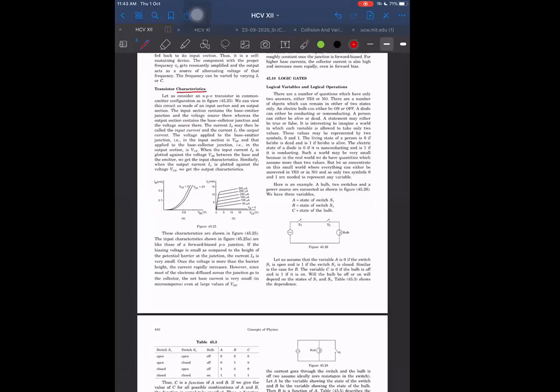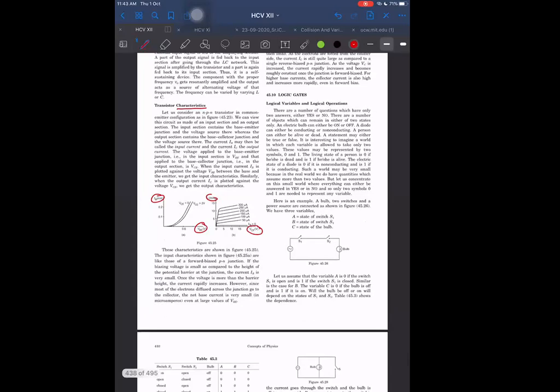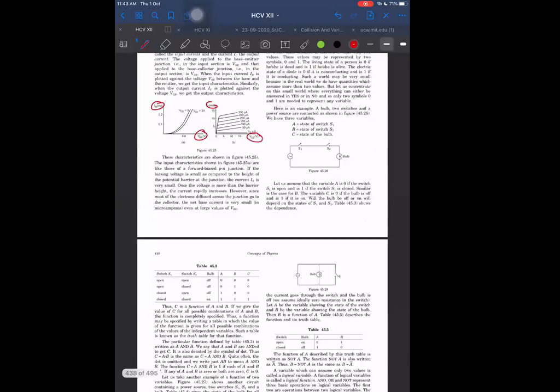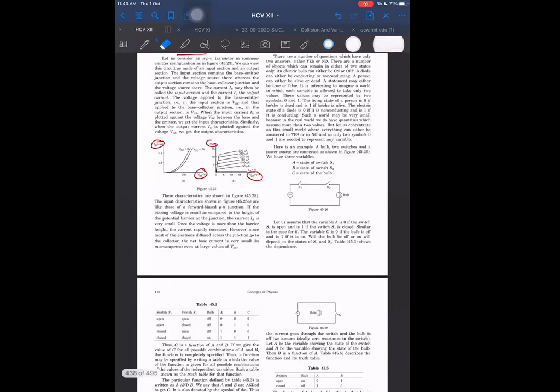For that, this is the input characteristics, correct? What is this? VCE, IC. This is the output characteristics. Where is the transfer characteristics? They are not plotting it here. Sometimes in some places they may plot that also. One thing from the input and one thing from the output, that will be the transfer characteristics.